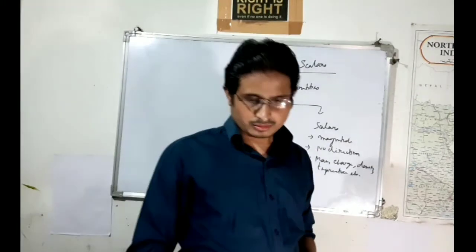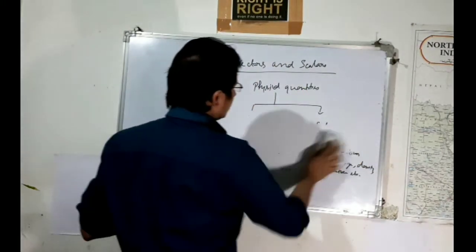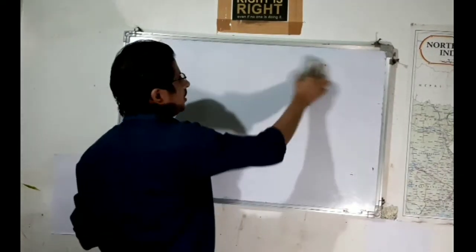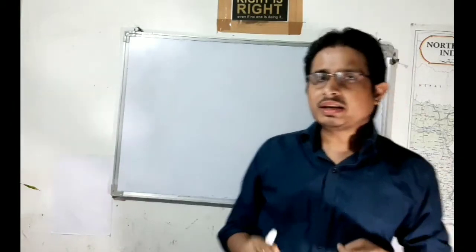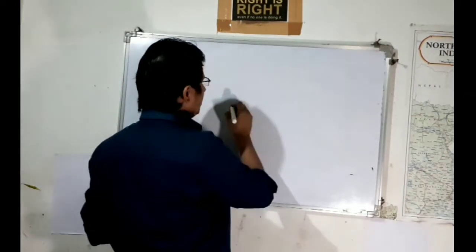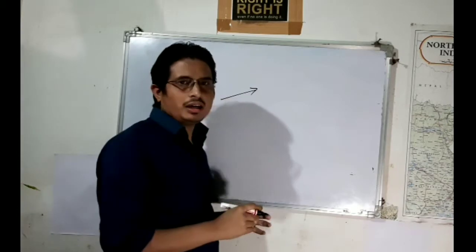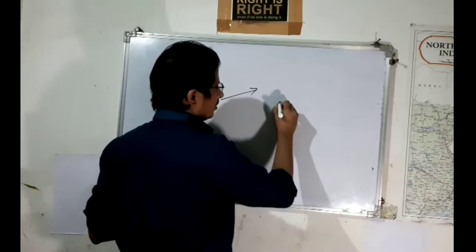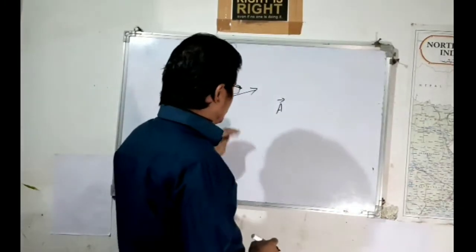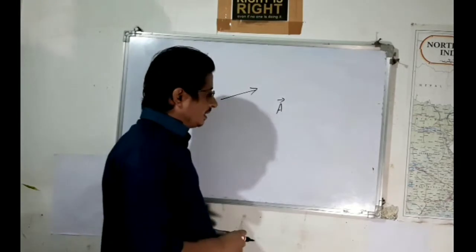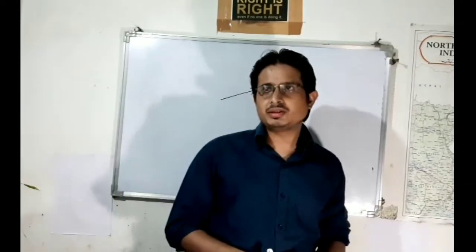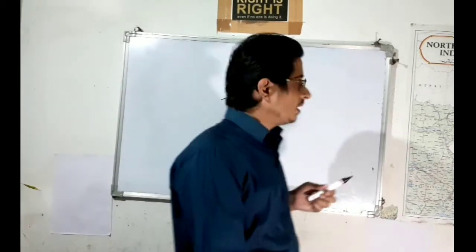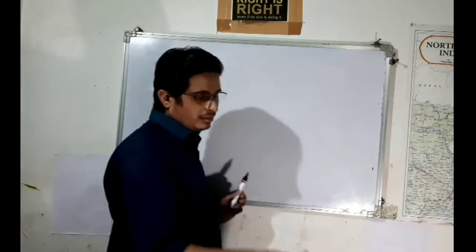Now, how can we represent a vector? We can represent a vector by simply using an arrowhead. Any vector, suppose A, can be written like this. And there are several kinds of vectors which we need to study. Some of them I want to mention here.